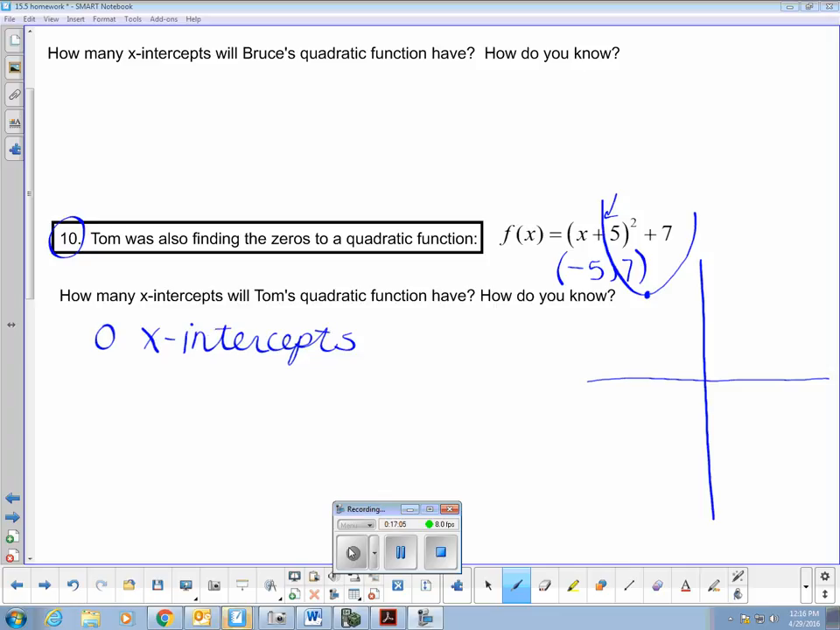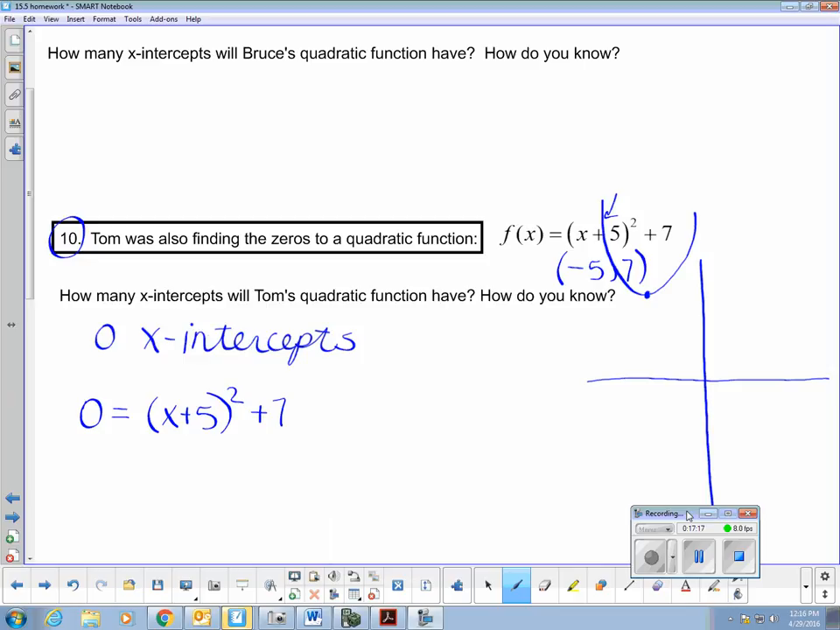And another way is if I were to solve this function, this would be a quadratic equation that I could easily solve by extracting the roots. So I would begin by subtracting 7 from both sides. Taking the square root of both sides. And right away I can see that I'm going to have an imaginary pair of roots, so therefore there are no x-intercepts.